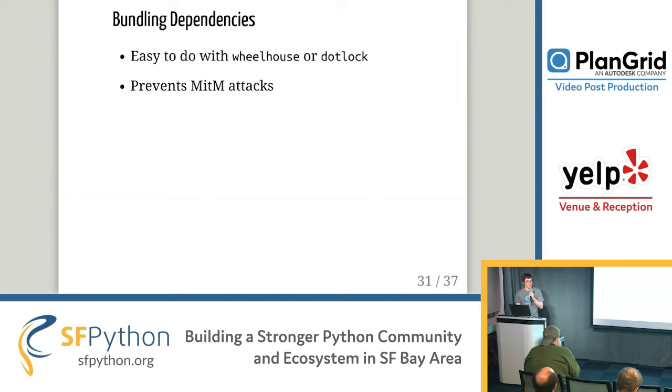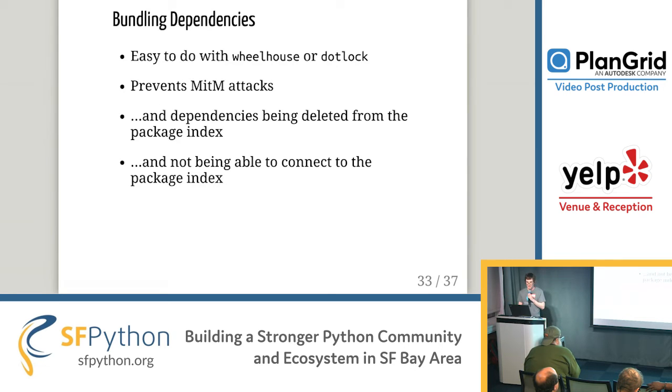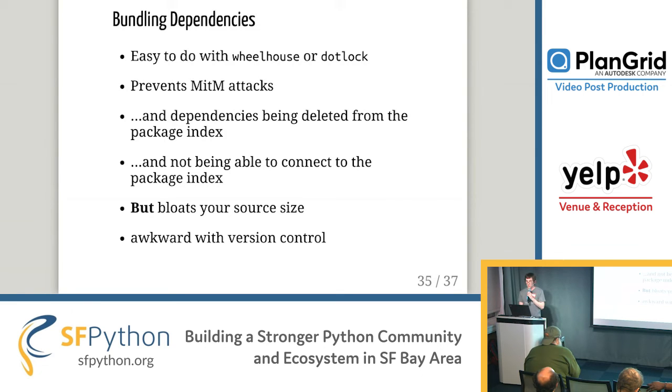Obviously, it prevents man-in-the-middle attacks. It's all on your machine. If the man is already on your machine, you've got bigger problems. Prevents dependencies from being deleted from the package index because it's already on your machine. Don't even have to have an internet connection. But it bloats the size of the source bundle that you're deploying. And it's awkward to use with version control because if you upgrade your dependencies, suddenly you're changing a bunch of files that don't necessarily directly need to be reviewed by other members of your team, that kind of thing.